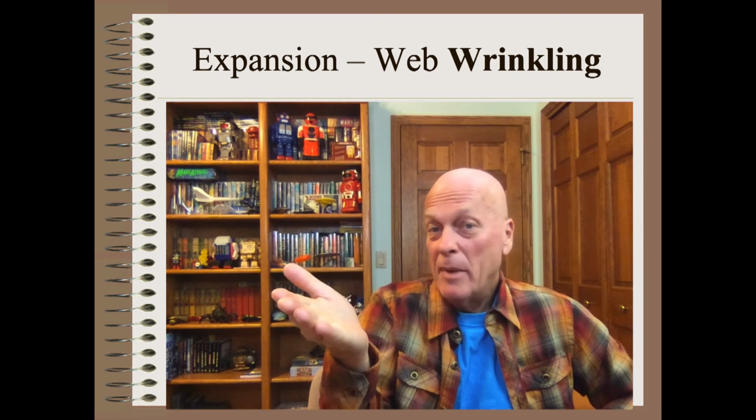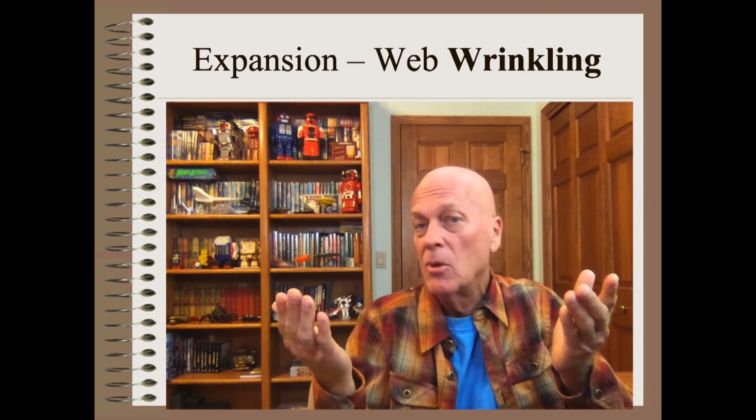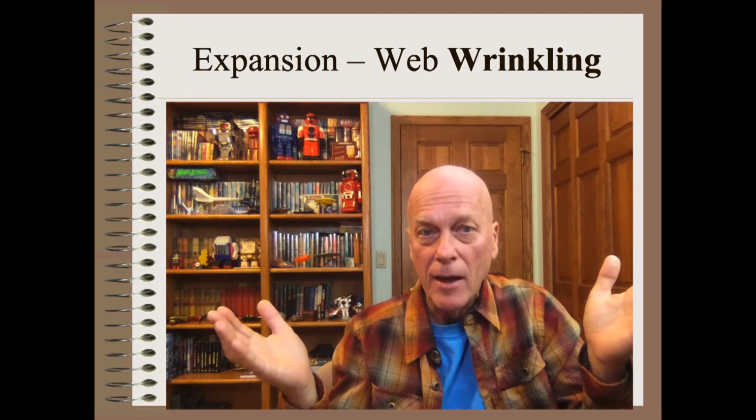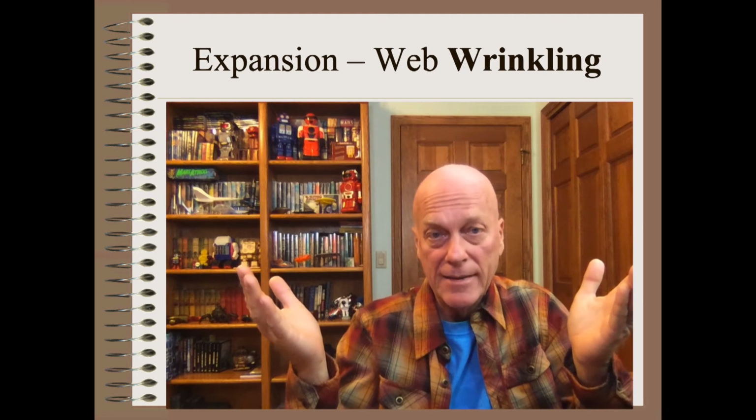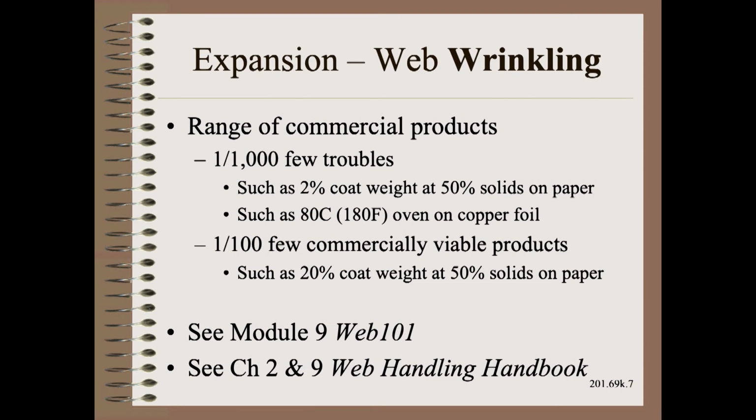So, how much expansion can you get away with? Surprisingly, the answer is similar across a wide variety of webs and a wide variety of processes. In round numbers, at 1 part in 1,000 expansion, you have few problems. However, at 1 part in 100 expansion, you have few products that are commercially viable. I include some sample examples here.